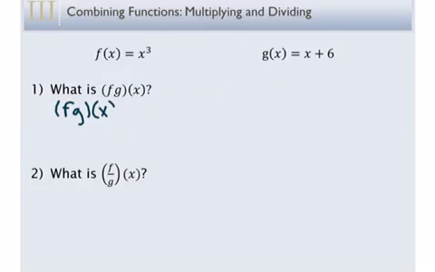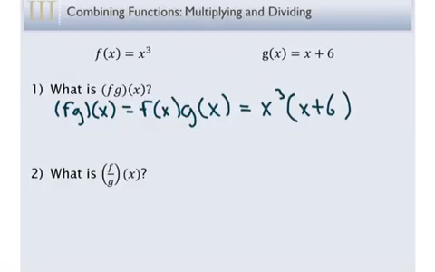fg of x is the same as f of x times g of x, which is equal to, I just plug in my function f of x for f of x, and my function g for g, and we get x cubed times x plus 6, which is equal to, I can leave it in this form, but for me, I just want to go ahead and distribute this x to both terms, and I'll get x to the 4th, because I know that x cubed times x, add the exponents, 3 plus 1, that's 4, plus x cubed, distribute that to the next term, and I get 6x cubed. And that's my final function.